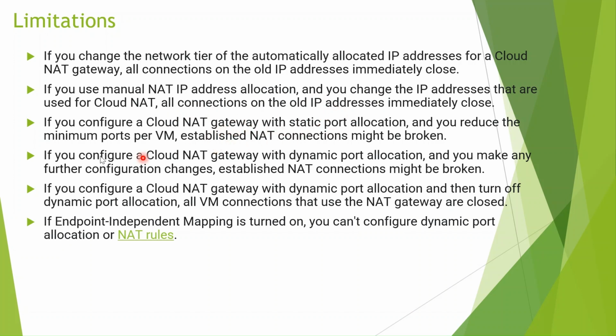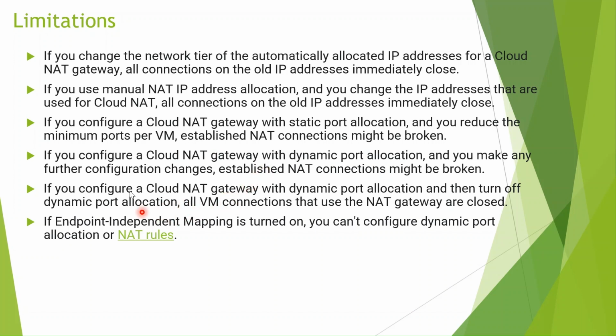And if you configure a NAT gateway with static port allocation and reduce the minimum number of ports per VM, again, established NAT connections might be broken. Suppose you have previously chosen 128 and now you reduce the minimum number of ports per VM to 64. There are some chances that your existing connections will be broken. Same for here also. If you change anything for the dynamic port, maybe established connections might be broken.